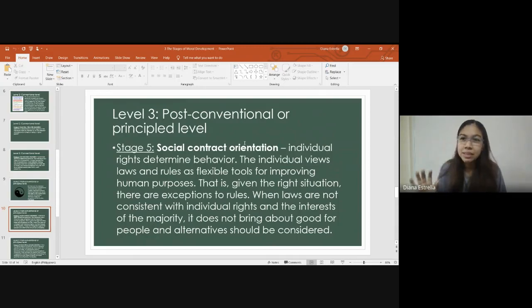May mga times na parang, dito sa stage na to, sa social contract orientation, dito may mga times na okay lang sa'yo na baliin yung rules, no? Or i-circumnavigate yung rules for the sake of a certain principle. Parang, di ba, ang rules, ginawa sila, what, for justice, for harmony. Okay. Pero kapag yung rules or yung law ay nakaka-offend na ng ibang tao, parang sa tingin mo, okay lang mabend na yung rules for the sake of that principle, no, that you want to follow.